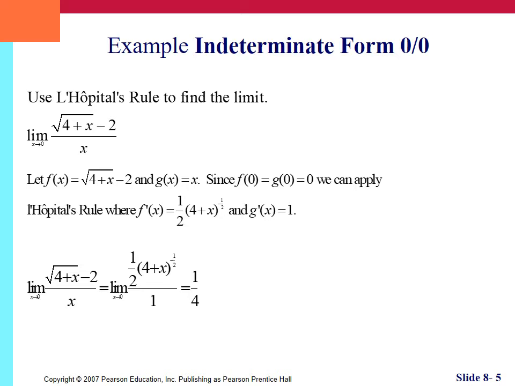If we plug in 0 now, 4 plus 0 is 4. 4 to the power of minus half is 1 over 2. 1 over 2 times 1 over 2, divided by 1, gives us 1 over 4, which is a real number.